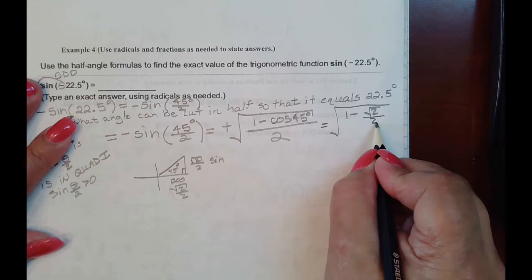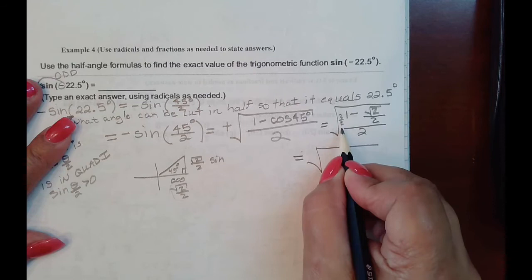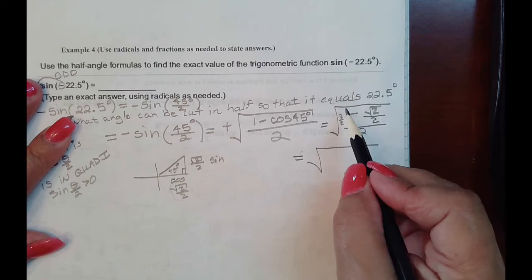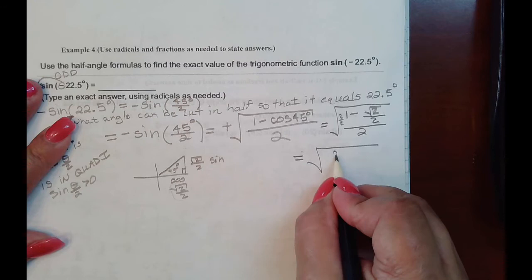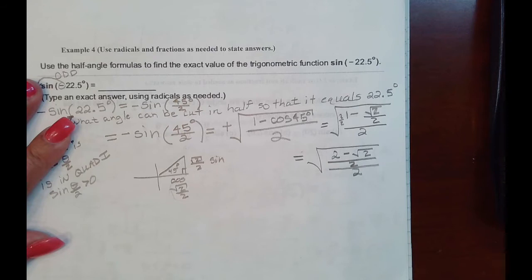So let's clean this up a bit. We're going to call this 2 over 2, so that it has the same denominator as this. Pull them into one fraction. So it would be 2 over 2 minus square root of 2 over 2. Both of them over 2, but then you're also dividing by that 2 once again that's on the bottom.